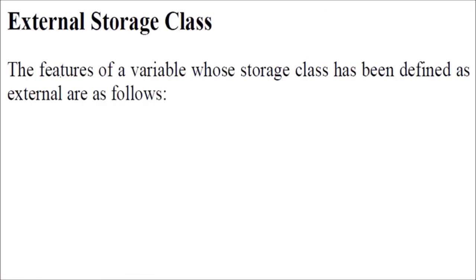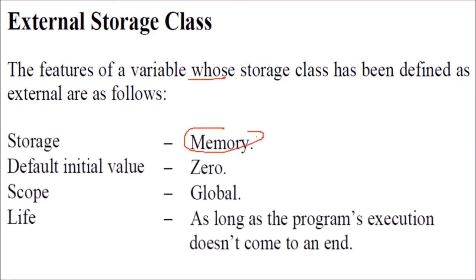External storage class. The features of a variable of the external storage class are like this. Storage will be memory. Again, the initial value will be 0. The scope is global. This is very important. The scope is for the program, for the functions in the program, along with other programs also. The life is as long as the program execution doesn't come to an end.